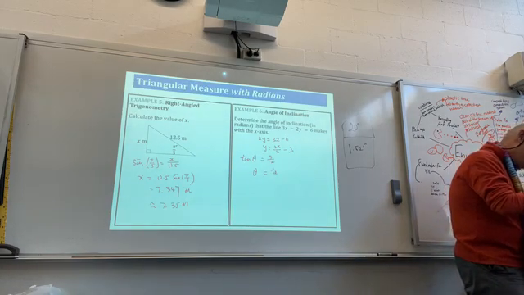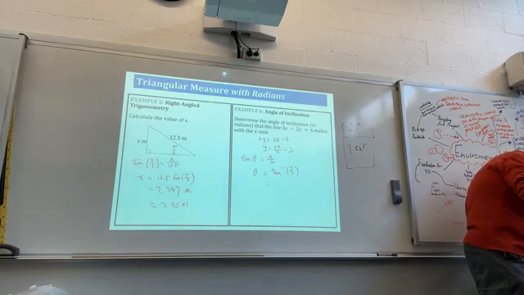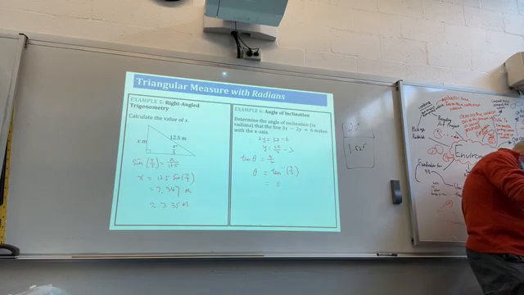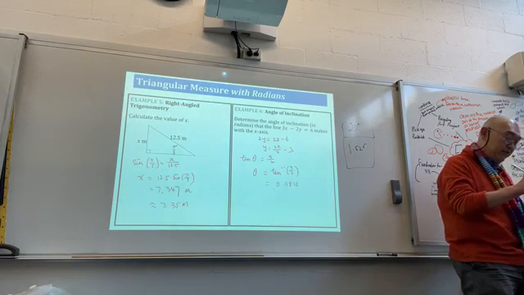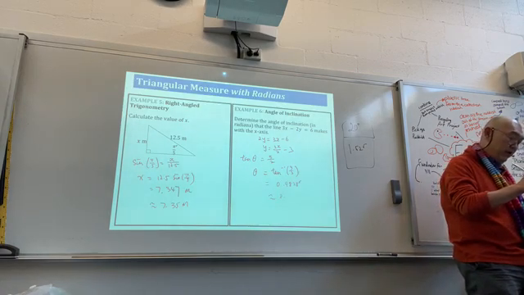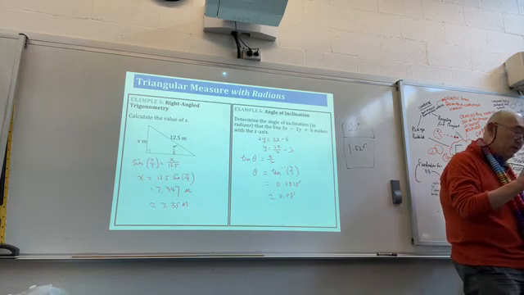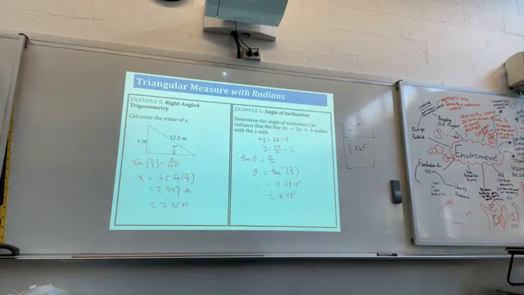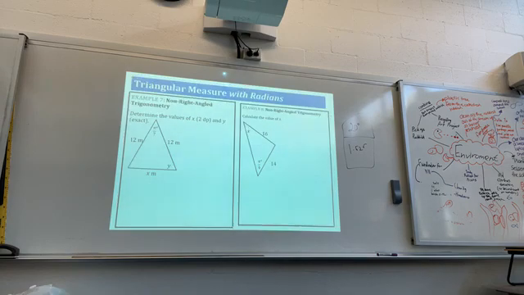I'll actually write it down properly. Should be 0.9828 radians, or approximately 0.98 radians. Make sure that you get used to the habit of writing radians or degrees. All right, let's go on to the next.